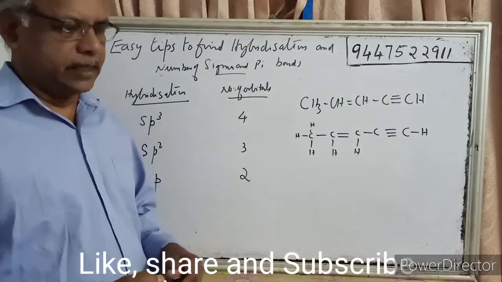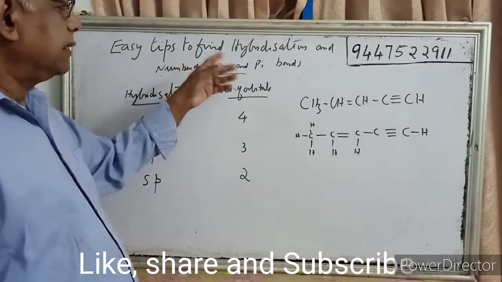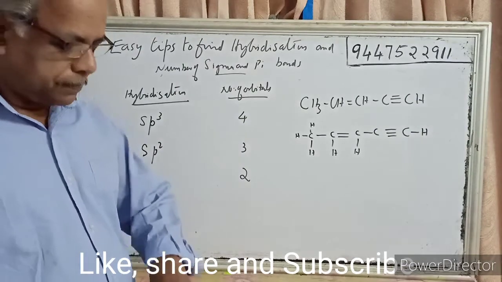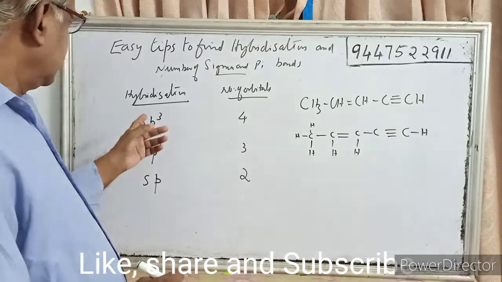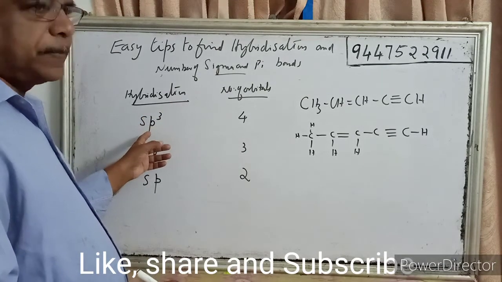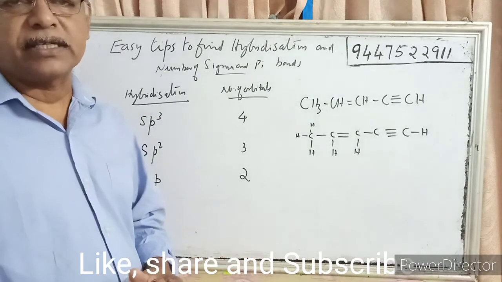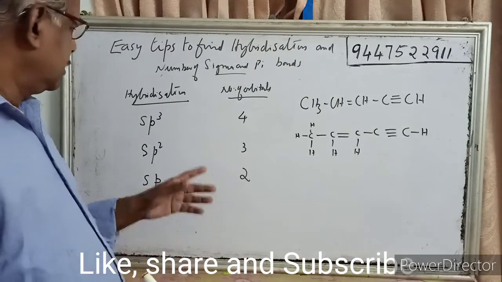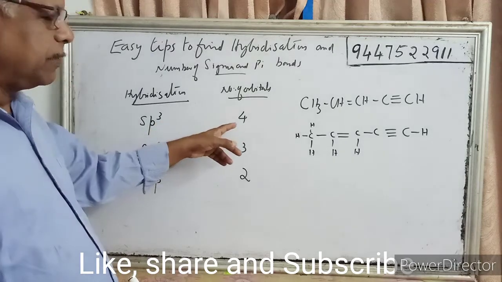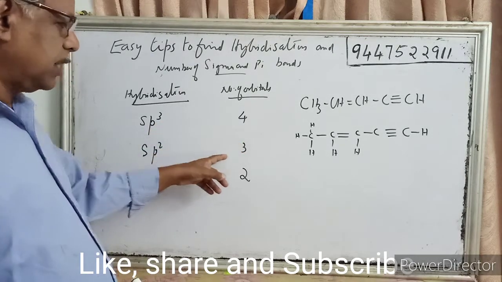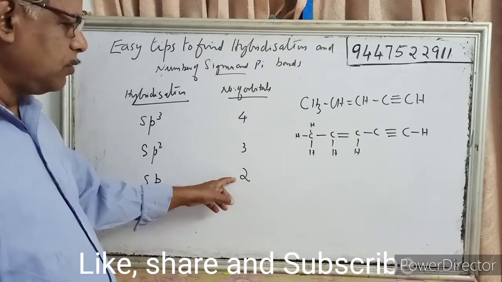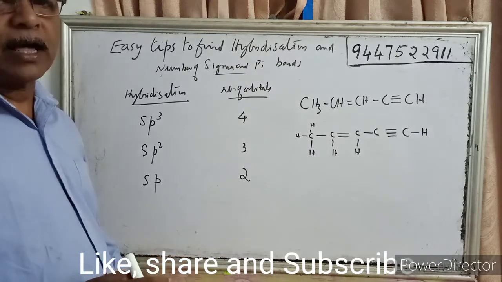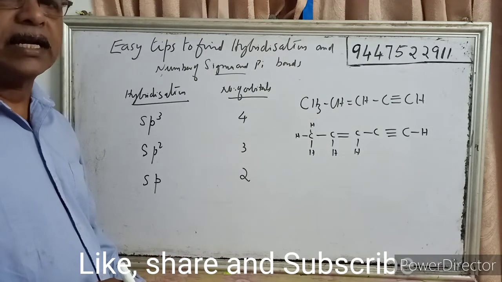Today we are discussing easy tips to find the hybridization and the number of sigma and pi bonds. Hybridization is the process of mixing different orbitals to give equivalent orbitals having the same energy. If the hybridization is sp3, there will be 4 orbitals; sp2, 3 orbitals; and sp, 2 orbitals. A sigma bond is formed by coaxial overlapping and a pi bond by lateral overlapping.